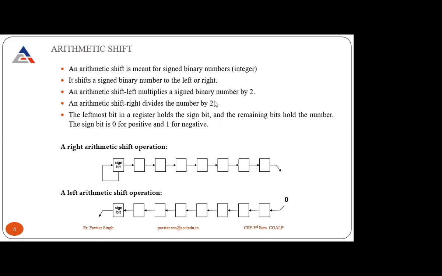So let's see. Here you can see that plus 10 is 0, 1, 0, 1, 0, right? So this is before the shift and this is after the shift. So you can see that 101 is plus 5. You can see clearly that your number is divided by 2 after performing the ASHR. I hope the concept is clear. An arithmetic shift right divides the number by 2.